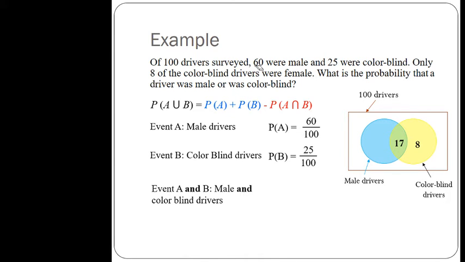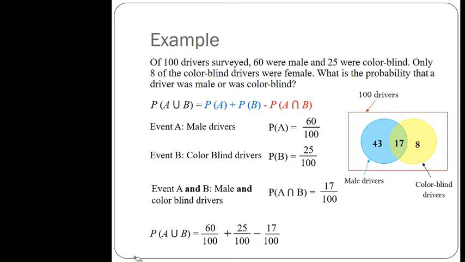And since we have a total of 60 male drivers, 60 minus 17 gives me the number out here, which is 43. Right, so now we have the Venn diagram, and we can use that to look at this section in here. We know that 17 are both male and colorblind. That's what we have to subtract out, 17 out of the 100 total.